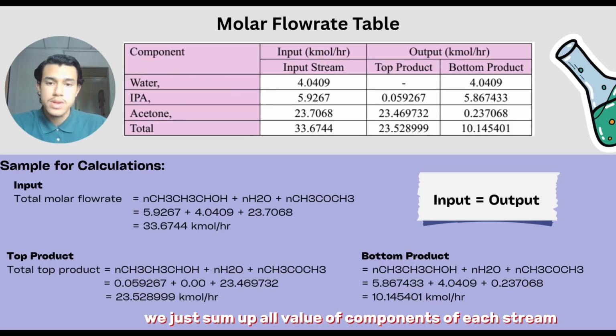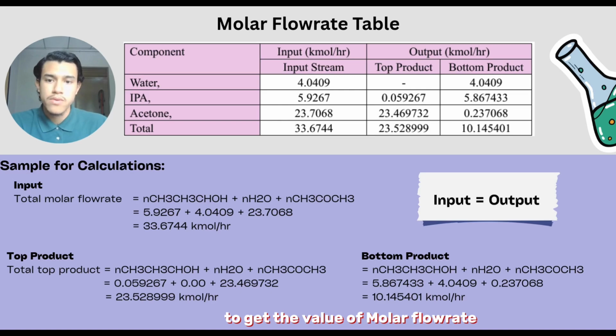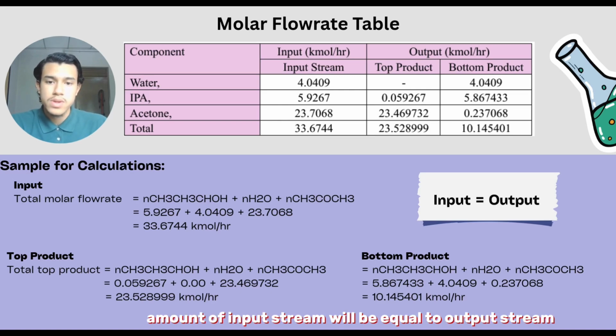Based on this slide, we just sum up all values of components of each stream to get the value of molar flow rate. At the end, the amount of input stream will be equal to the output stream, which is the addition of top product and bottom product. This shows the characteristic of non-reactive system calculation where input equals output. So we can come up with the molar flow rate table after the calculation.